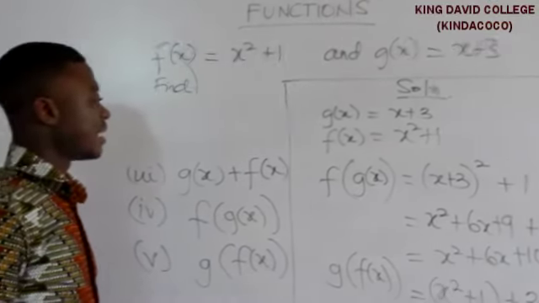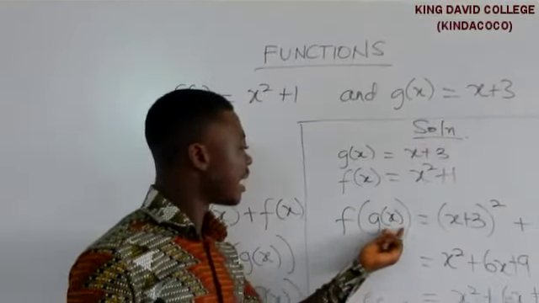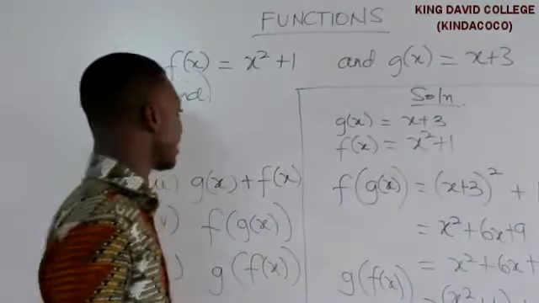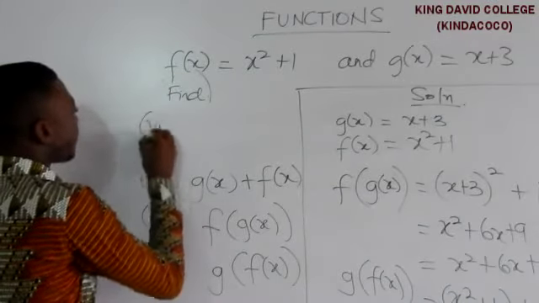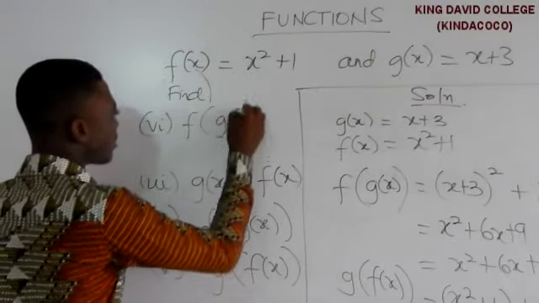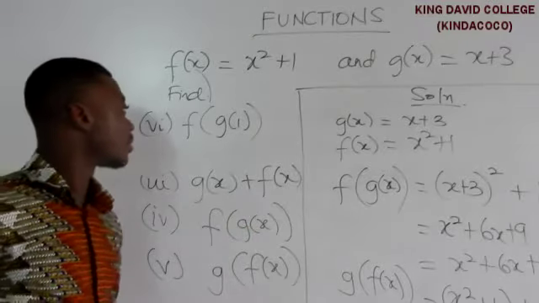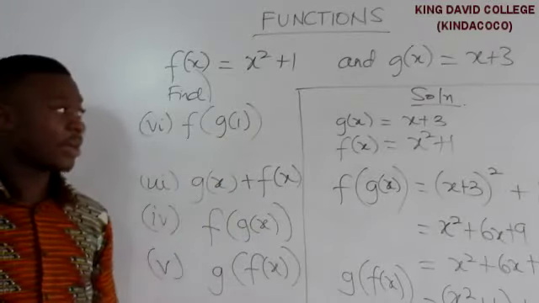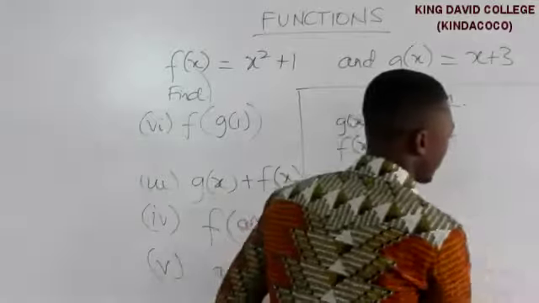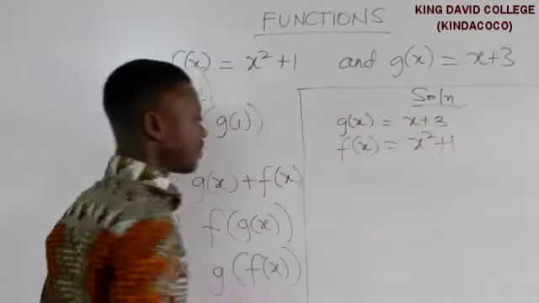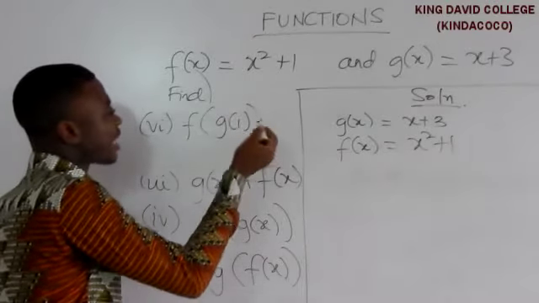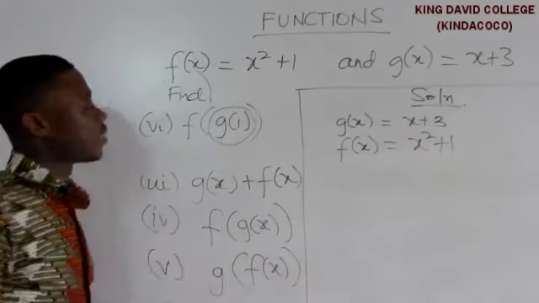In some cases they can give you a value to insert into one of these expressions. For instance, let's say for part vi, they give you f of g of 1. So you are supposed to find f of g of 1. What you can do over here is this. For f of g of 1, you first of all remember BODMAS, so bracket first. So you first of all simplify what is in the bracket.